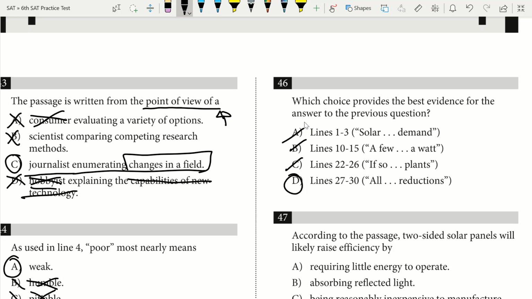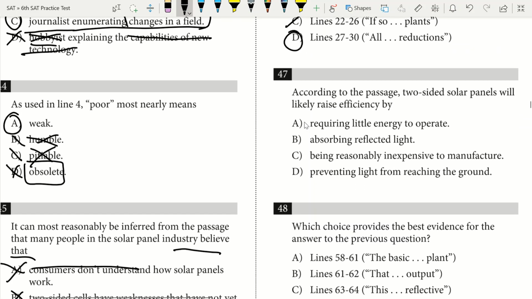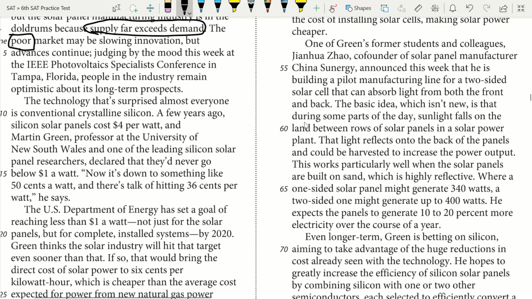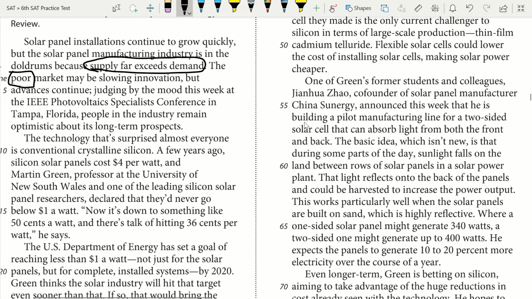All right, question 47. According to the passage, two-sided solar panels will likely raise efficiency by doing what? Well, we talk about how those two-sided solar panels, right, and we're asked for evidence, so I'll go and show you where this is as well. We talk about how those two-sided solar panels will collect that light that reflects off the ground or off that sand it talked about.